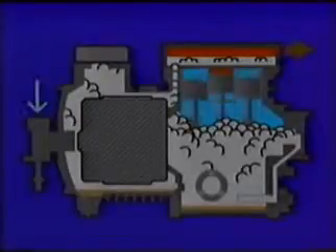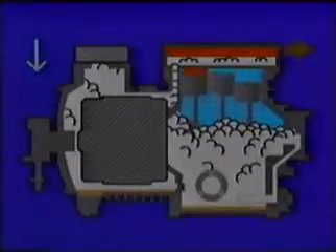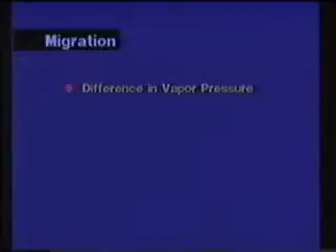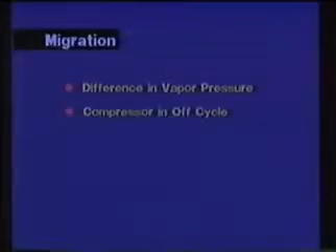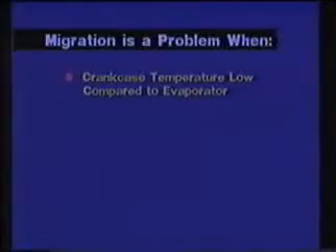This refrigerant gets into the oil during the off cycle through a process called migration. Migration is a natural result of the difference in vapor pressure between the refrigerant and oil and occurs anytime refrigerant and oil are in contact with each other and the compressor is not operating. During the off cycle, some migration always occurs, and if the amount of refrigerant that is migrated is small, this will not be a problem.